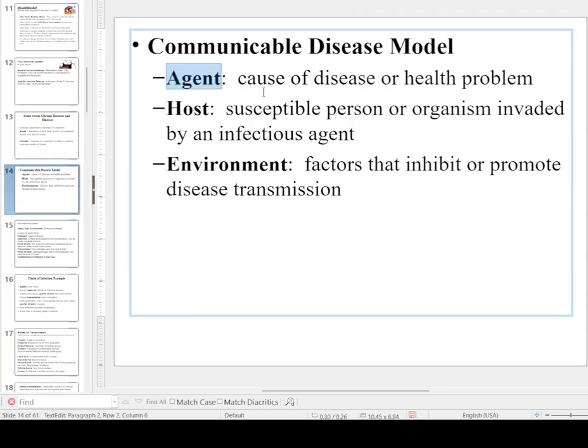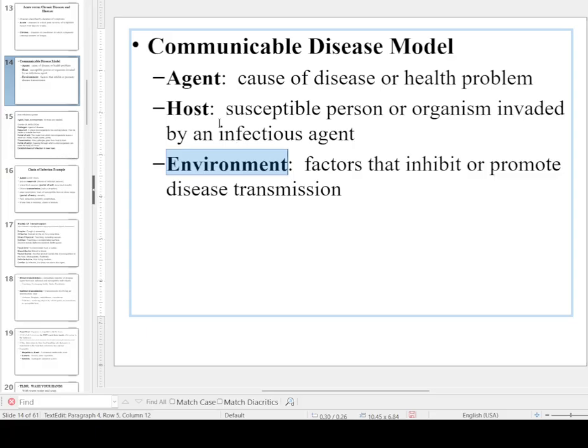Remember I said an agent is the thing that must be there for a disease to happen. This is true for chronic, non-communicable diseases next week. And for communicable diseases, the agents are the microorganisms. A host is you. You are the person, whether you are infected already or not yet infected. This is where the microbe must live in order to reproduce itself. The environment is the world we live in that can either inhibit or make it easier for microbial infections to travel from host to host.